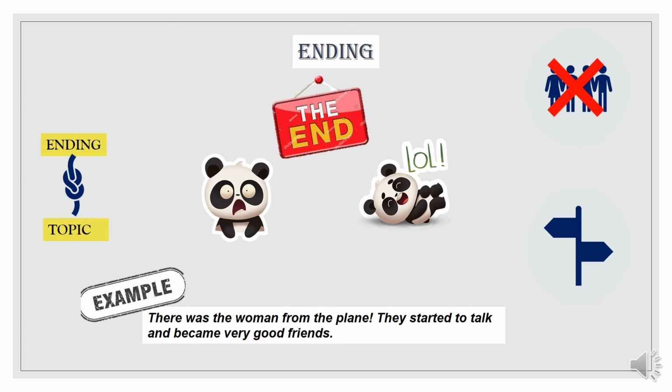In my example story, I wrote this. There was the woman from the plane. They started to talk and became very good friends. It's a short ending with a little surprising element, the woman from the plane. It is nothing special or crazy, but it brings the whole story together in a nice way. That's all you have to do to make the examiner happy and get great marks.